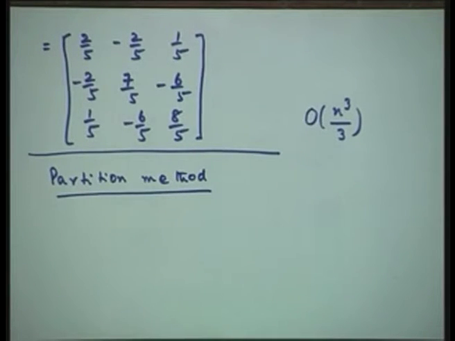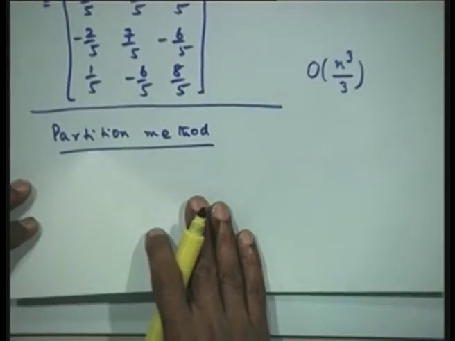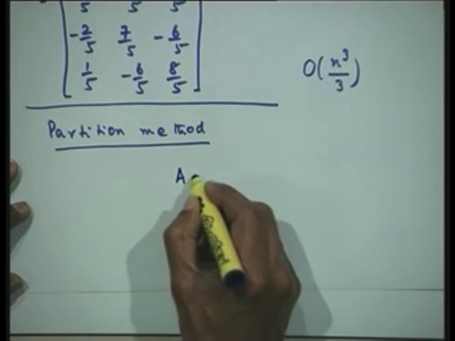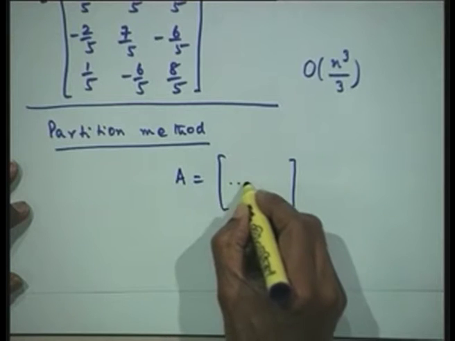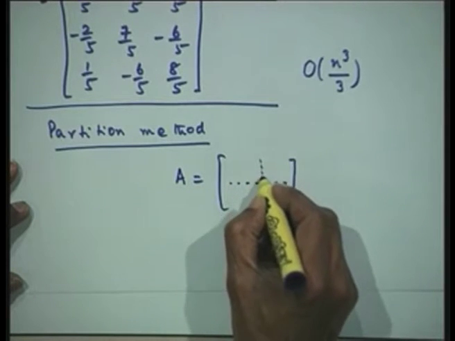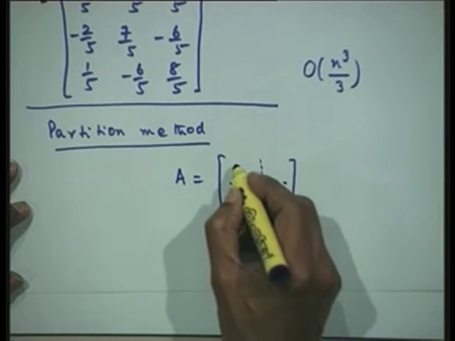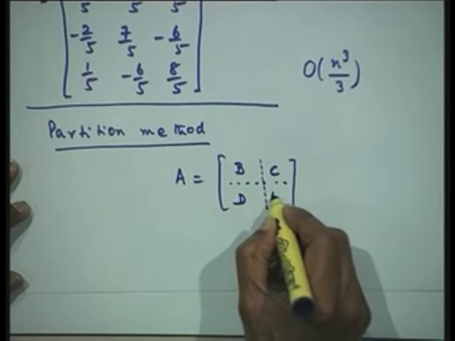This, as I said, has very important applications in many areas of engineering. So what we do is, given this matrix A, I would conveniently decompose it, separate it, partition it like this, and then name the parts as some matrices B, C, D, E.